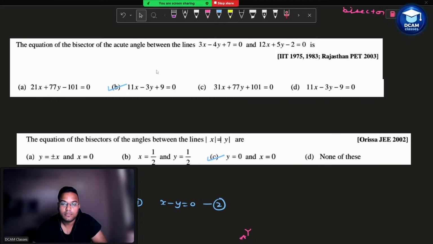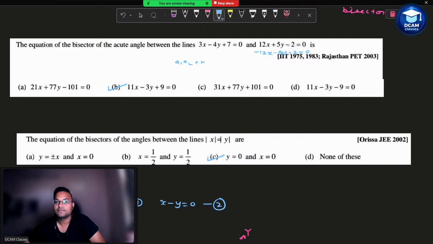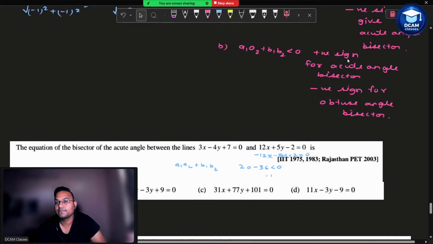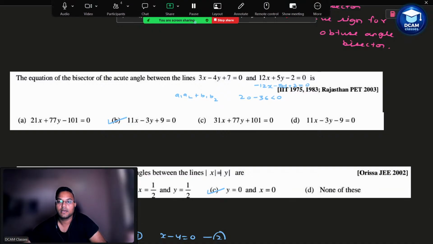I have given a question. Actually, in this equation, this is 7, this is minus 2. You have to make it positive first: minus 12x minus 5y plus 12v2 equal to 0. Then you have to calculate a1a2 plus b1b2. You'll get 20 minus 36, which is less than 0. So for the acute angle bisector they are asking, you have to take the positive sign. So basically you just calculate and you get the answer.